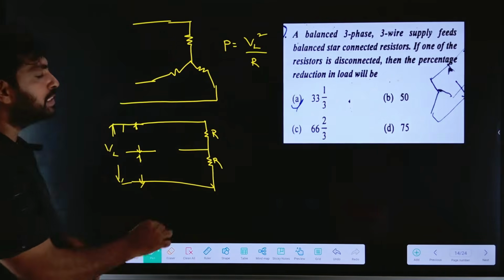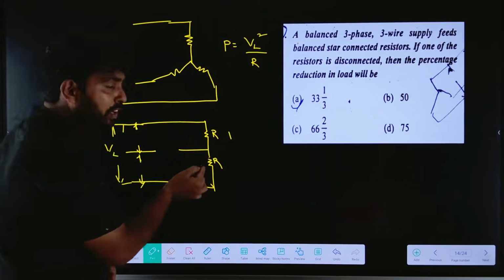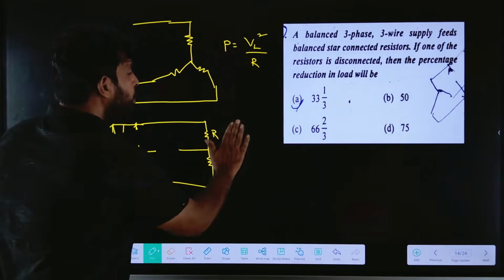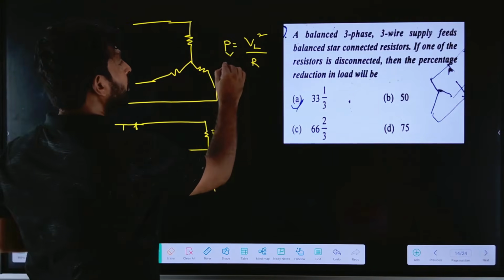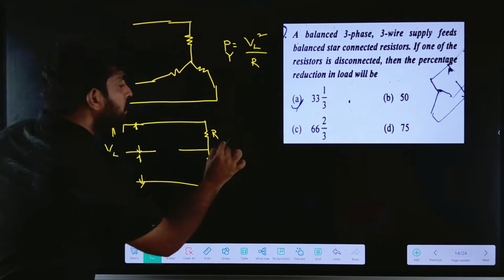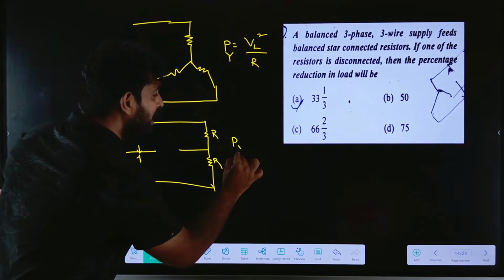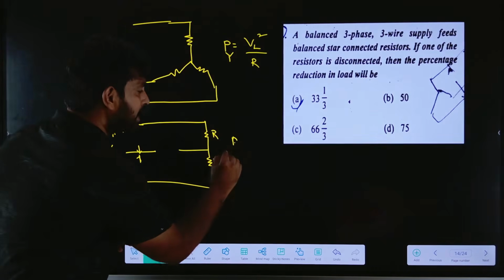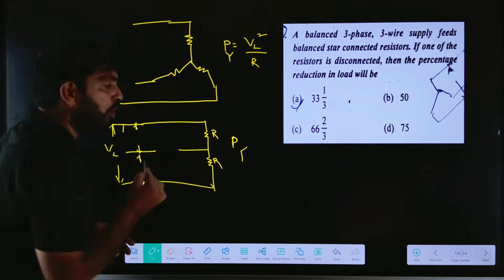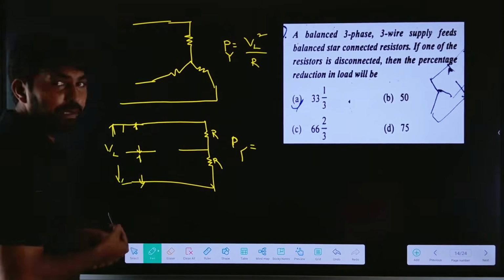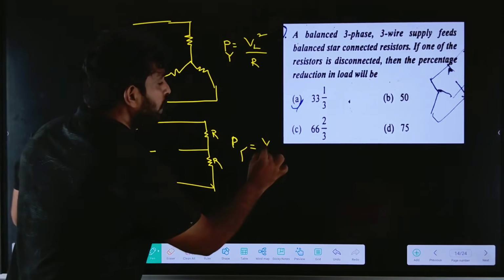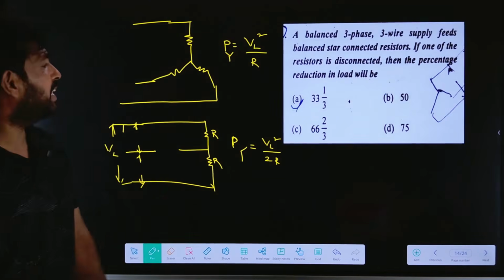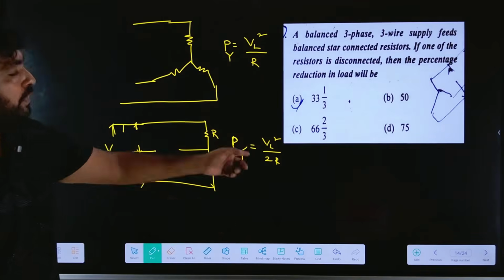So what is the power in this circuit? The resistances are now connected in series. So power in the open star connection, I will represent like this. Power in the open star connection will be VL square divided by 2R. So now how much is the reduction? It is VL square by R before, and VL square by 2R now.